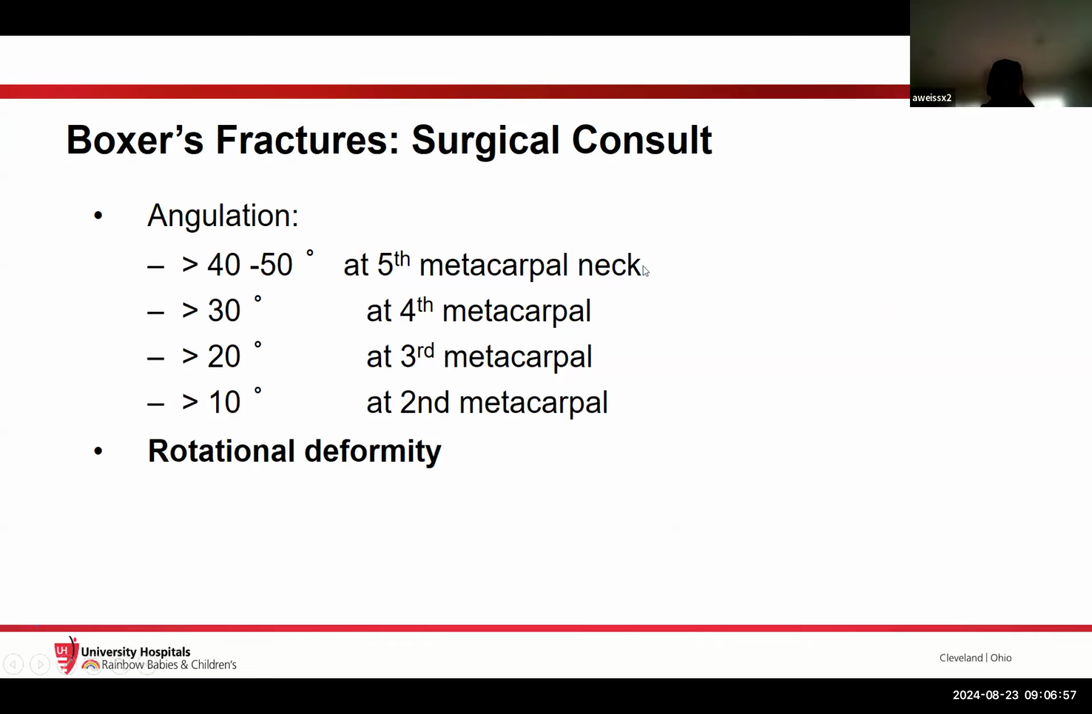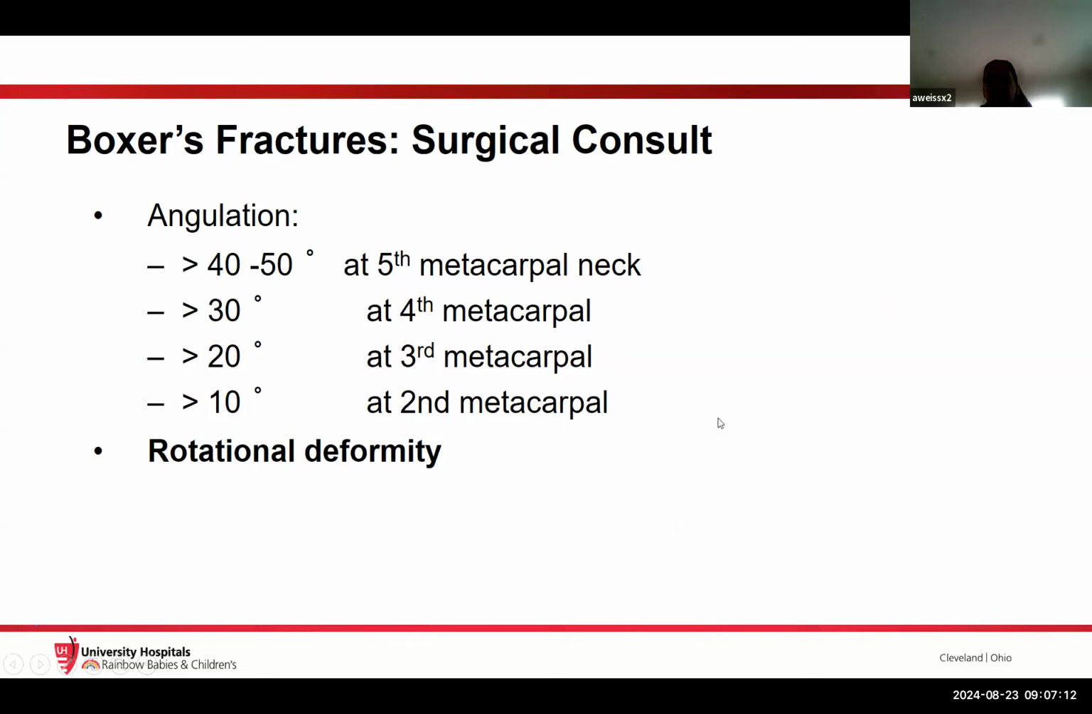At the fifth metacarpal neck, they say you can tolerate 40 to 50 degrees of angulation, the fourth 30, the third 20, and the second 10 degrees. This is more of a general rule of thumb. This is not something that's going to come up on a test.